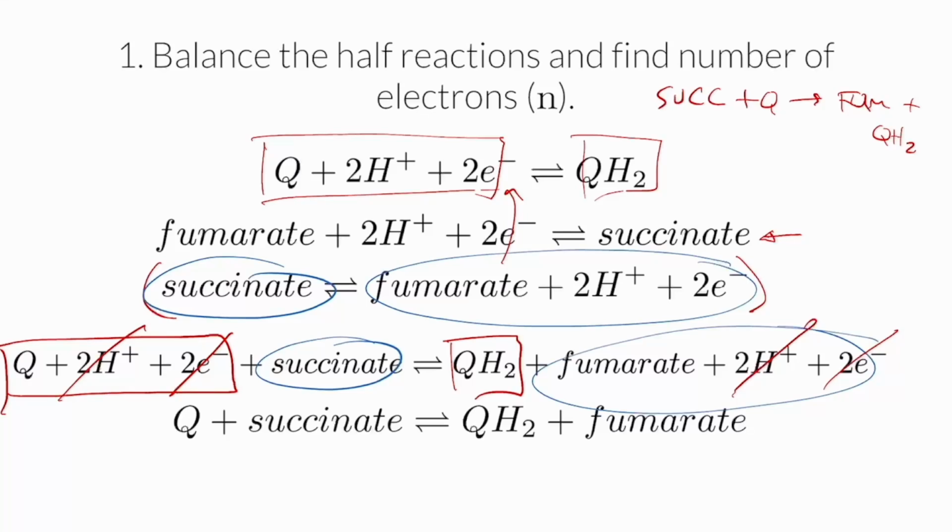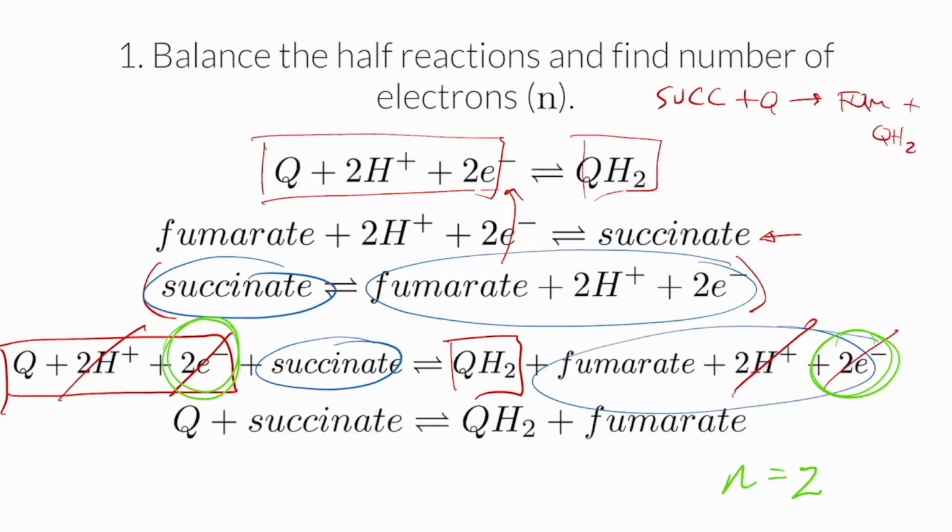Now, we did this careful arrangement and balancing, but what we were able to identify with that is the number of electrons that are involved. And that number is here, 2, right? There are 2 electrons on the left, 2 electrons on the right. So our N for this reaction equals 2. We have 2 electrons that are involved. Okay, so that was step 1.